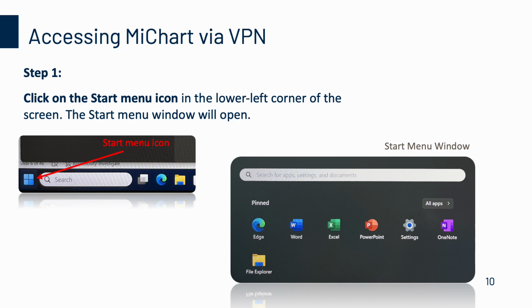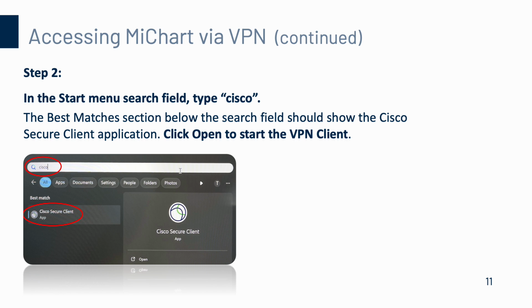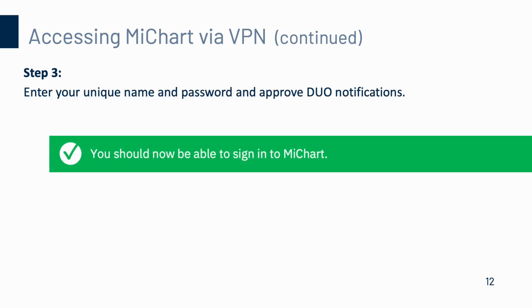Accessing MyChart with VPN. Step 1. Click on the Start menu icon in the lower left corner of the screen. The Start menu window will open. Step 2. In the Start menu search field, type Cisco. The Best Matches section below the search field should show the Cisco Secure Client application. Click on Open to start the VPN client. Step 3. Enter your unique name and password, then approve the Duo notifications. You should now be able to sign into MyChart.